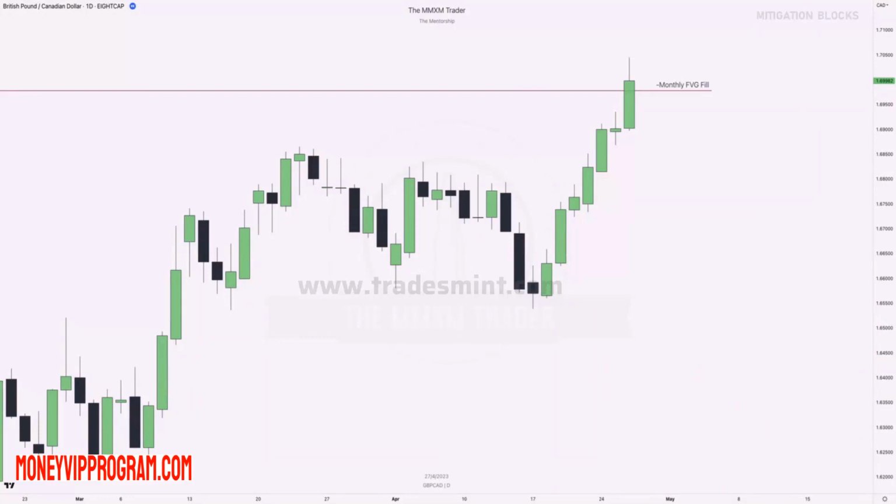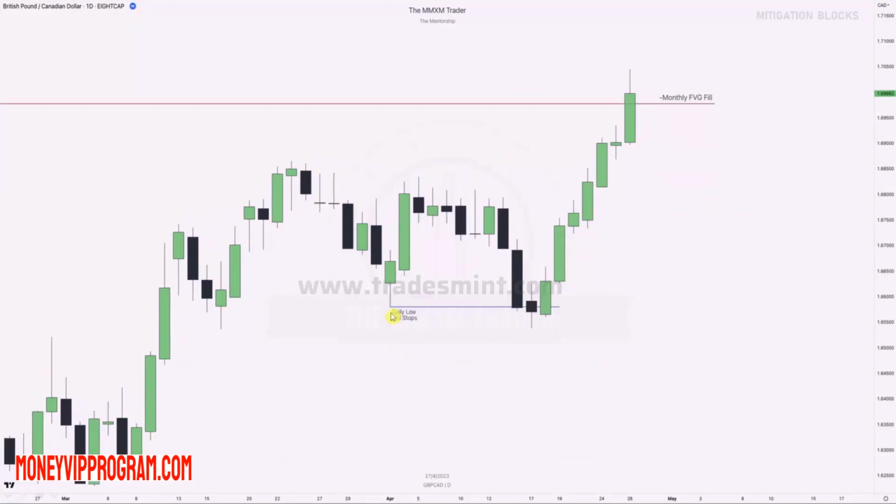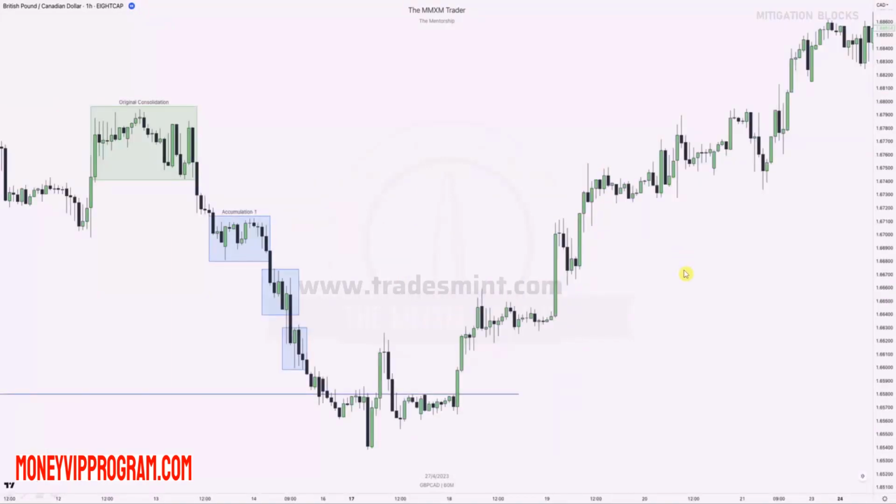Right, we've got a British pound Canadian dollar daily chart. We filled up a monthly fair value gap right here. Took out these daily sell stops down here, so we went from external to internal. What does that look like on the 1 hour chart? So with the start of a market maker buy model, we need an original consolidation, right? Over here we've got that original consolidation. Accumulation phases down here until we reach that higher time frame key level.